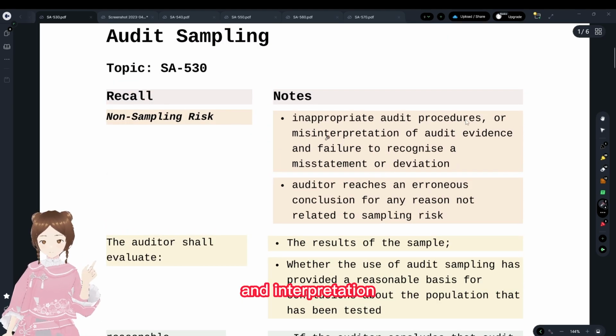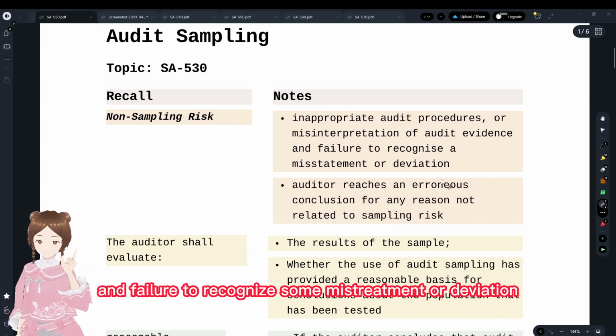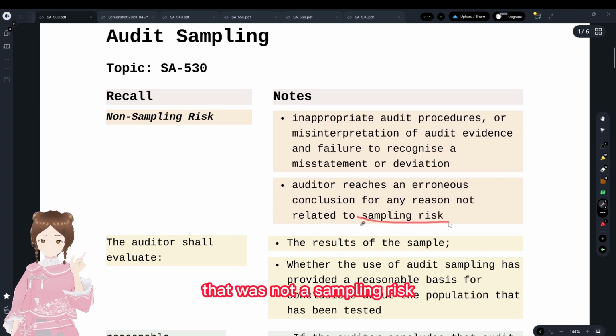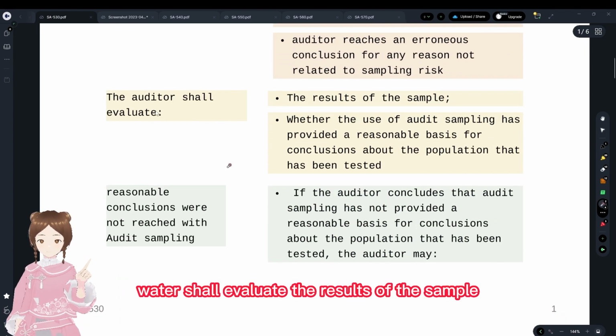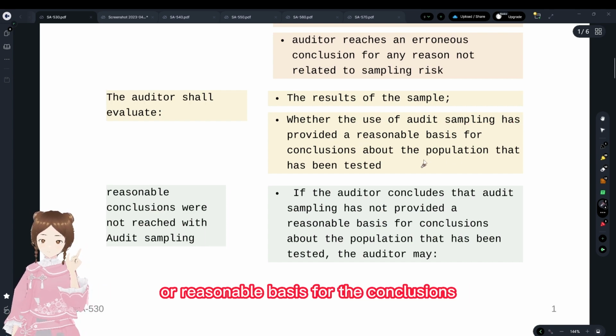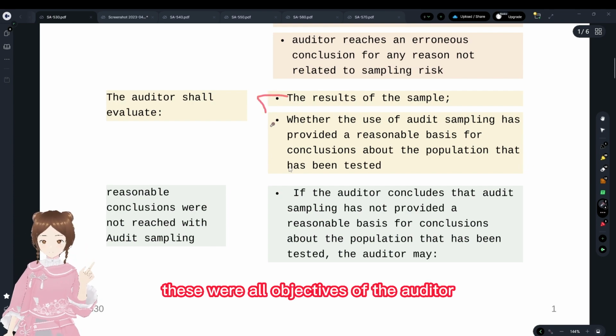And misinterpretation of the audit evidence and failure to recognize some misstatement or deviation, and the auditor reaches an erroneous conclusion for any reason that was not a sampling risk. The auditor shall evaluate the results of the sample and whether the use of audit sampling has provided a reasonable basis for the conclusions about the population that has been tested. These were all objectives of the auditor.